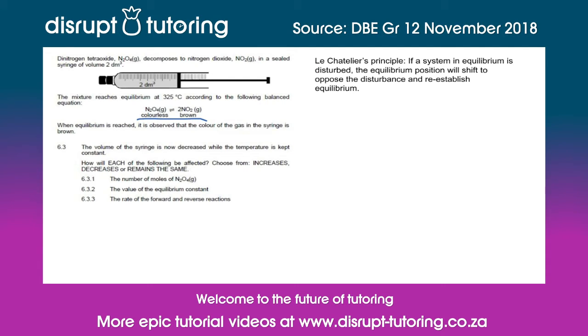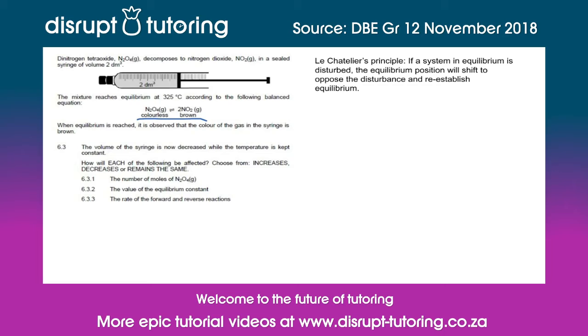If a system in equilibrium is disturbed, the equilibrium position will shift to oppose the disturbance and re-establish equilibrium. So for the first one, the number of moles of dinitrogen tetroxide, we can look at the number of moles in the balanced equation. If the volume of the syringe is decreased, the gas is compressed and the pressure is increased. So according to Le Chatelier's principle, the system will favor the reaction that opposes the disturbance.